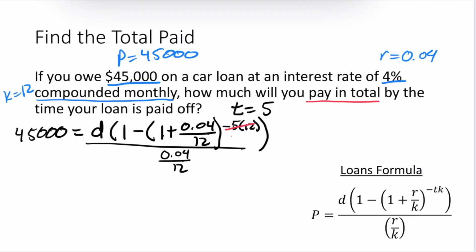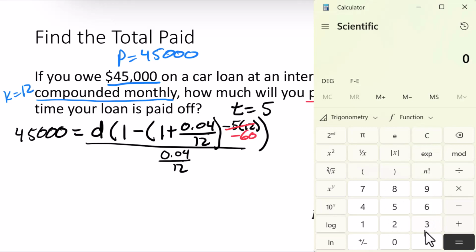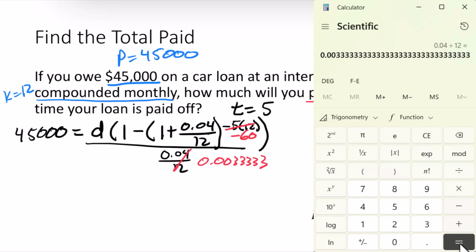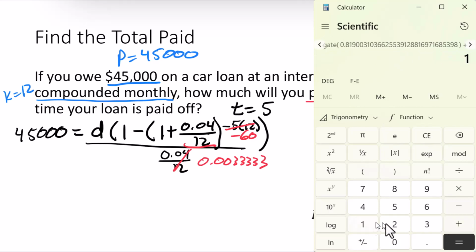Negative 5 times 12 is negative 60, and 0.04 divided by 12 is going to be 0.00333333, and that number is also this fraction simplified, so I'll go ahead and add 1 to that. And if I raise that to an exponent of negative 60, I get this decimal, and I want to do 1 minus this, so I'm going to make the number negative and add 1 to it, because that's the same as doing 1 minus it. That gives me this decimal for the stuff inside of the big set of parentheses.